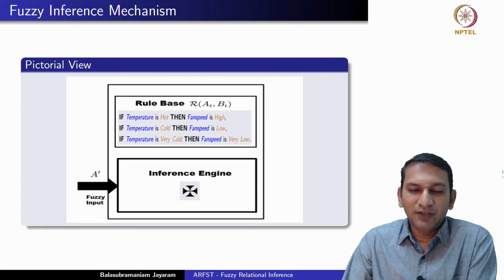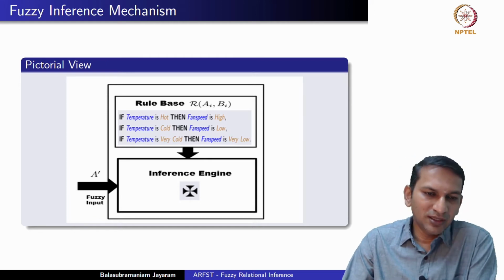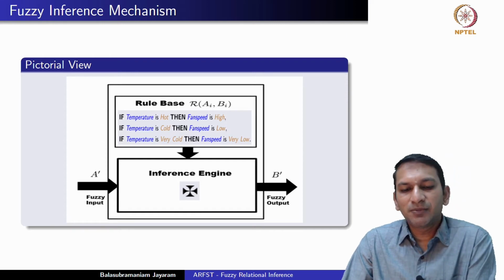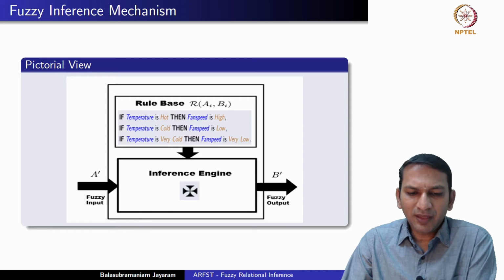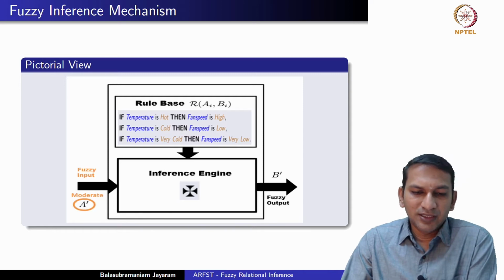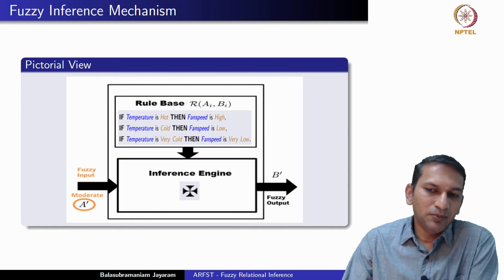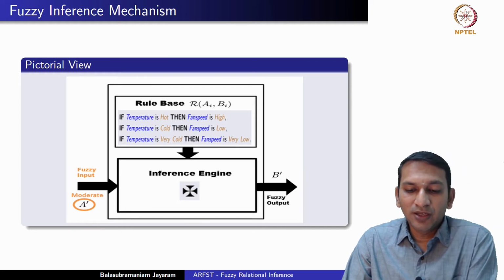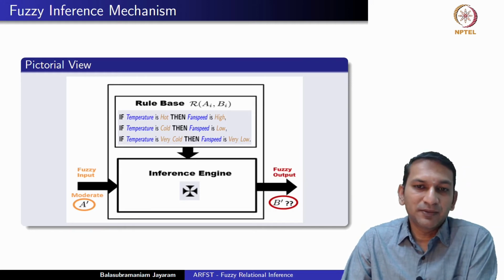Of course, the inference engine takes the inputs, talks to the rule base, the knowledge base, looks at the input, and based on this ground truth of knowledge makes a reasonable conclusion B'. For instance, given this rule base, if you are given the input that temperature is moderate, A' is moderate, then we ask ourselves the question, what should be the fan speed? What should the fan speed be?